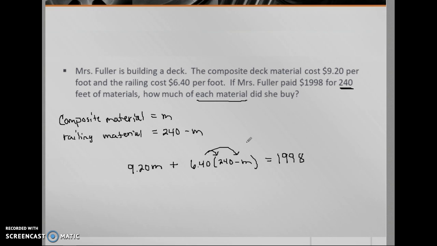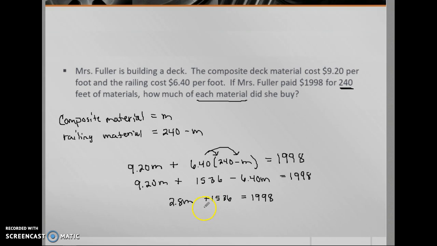And then we can just continue like before, using our distributive property, multiply through the 6.4 times both, so that we end up with our 9.20 M plus 6.4 times 240, that is 1,536 minus 6.40 M, set equal to 1998. We have like terms, so 9.20 M minus 6.40 M, if we subtract those, it subtracts to 2.8. So combining like terms there, and we still have 1536 equal to 1998.